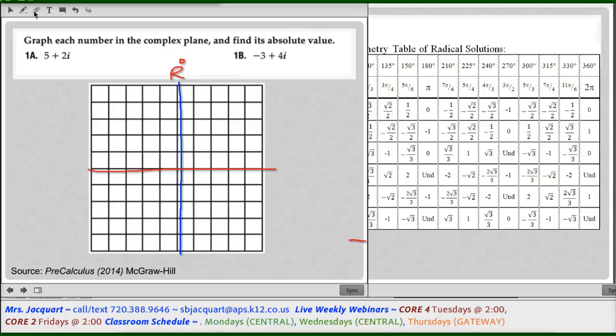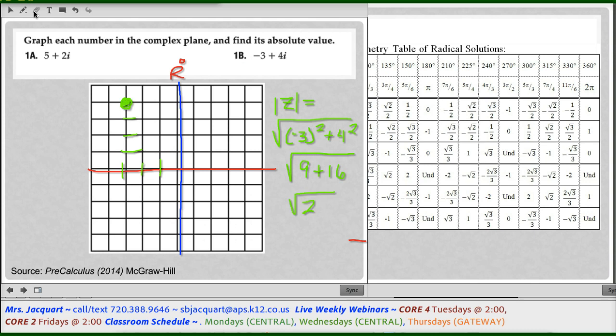Okay, let's calculate. 1, 2, 3. 1, 2, 3, 4. There's our point. Let's do the absolute value of z. That equals the square root of negative 3 squared, which is going to be 9, plus 4 squared. Square root of 9 plus 16. Square root of 25. Answer: 5. Alrighty, there we go.